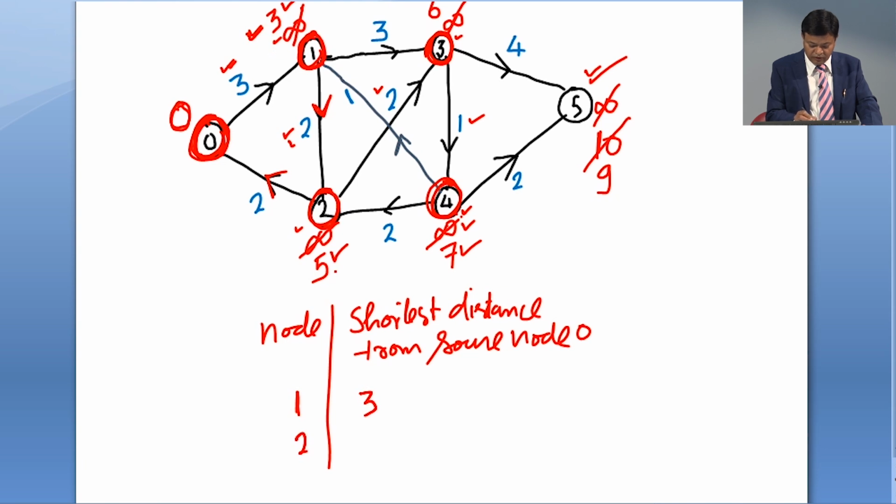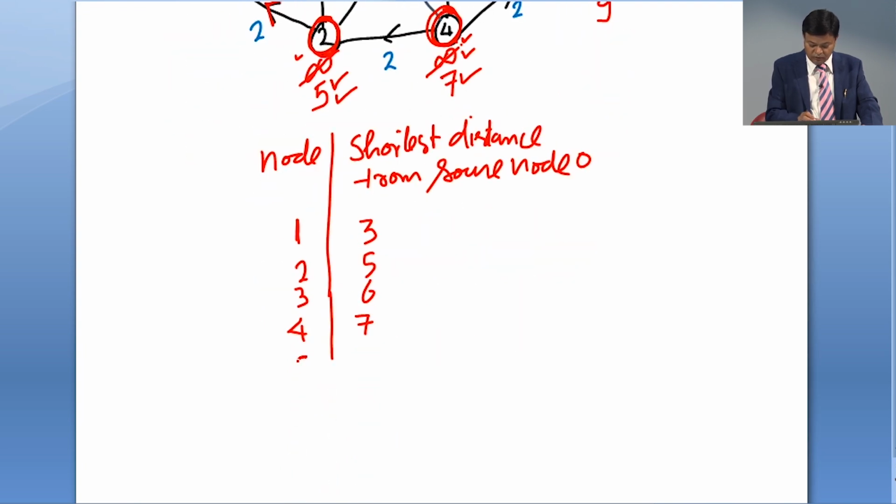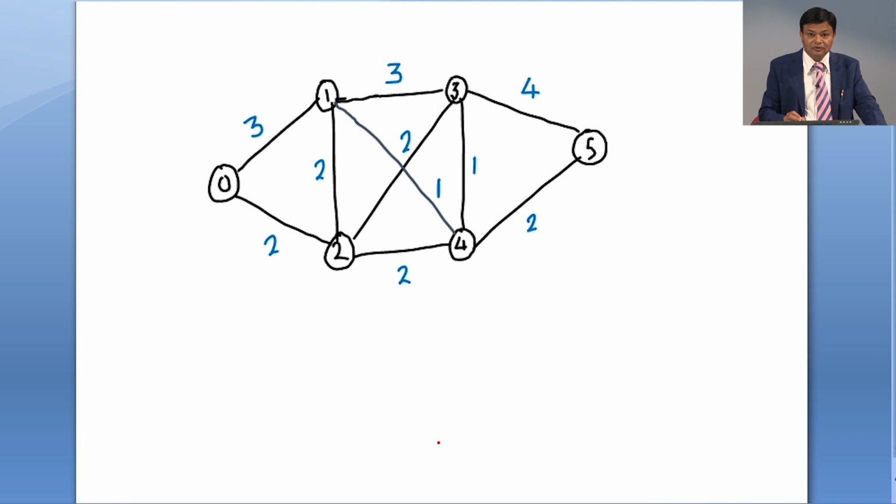Node 2, shortest distance is 5. Node 3, shortest distance is 6. Node 4, shortest distance is 7. Node 5, shortest distance is 9. So these are the shortest distances from the source node 0, and this we have done in case of a directed graph.